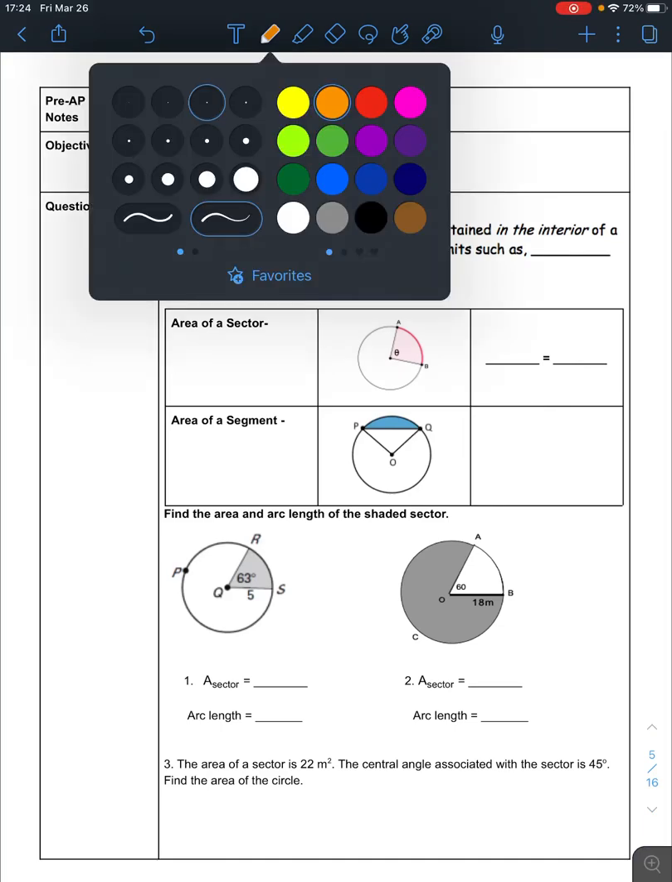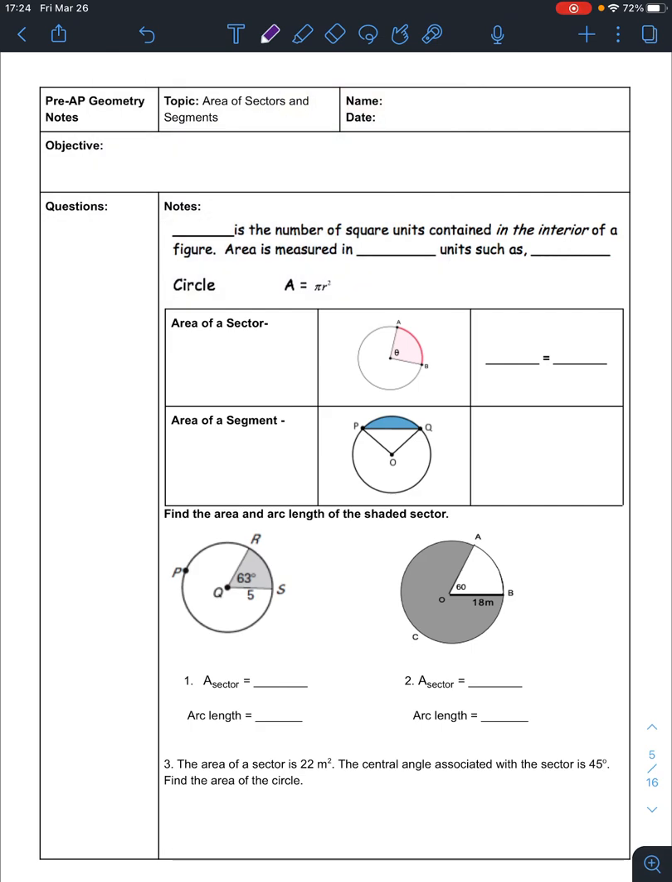So we've talked about arc length, which is a portion of the distance around the circle. So it's a portion of the circumference. Today we're going to talk about area and the area of a sector. And then we're going to go into the area of a segment, and I'll explain what all those are. But the area of a sector is a portion of the entire area, just like the arc length is a portion of the entire circumference.